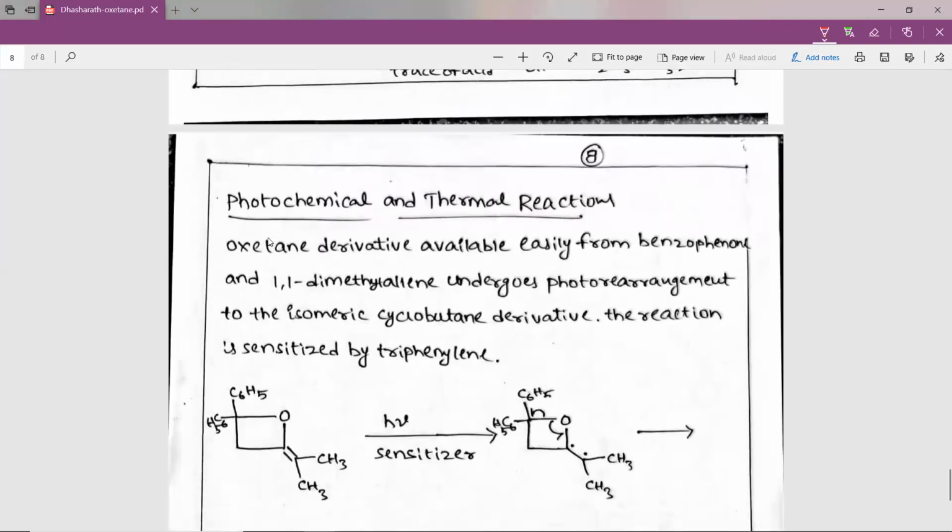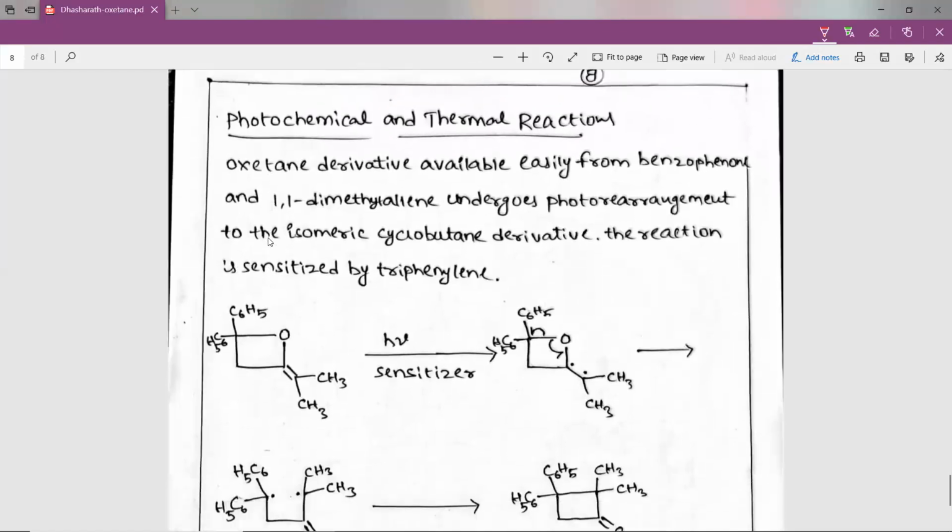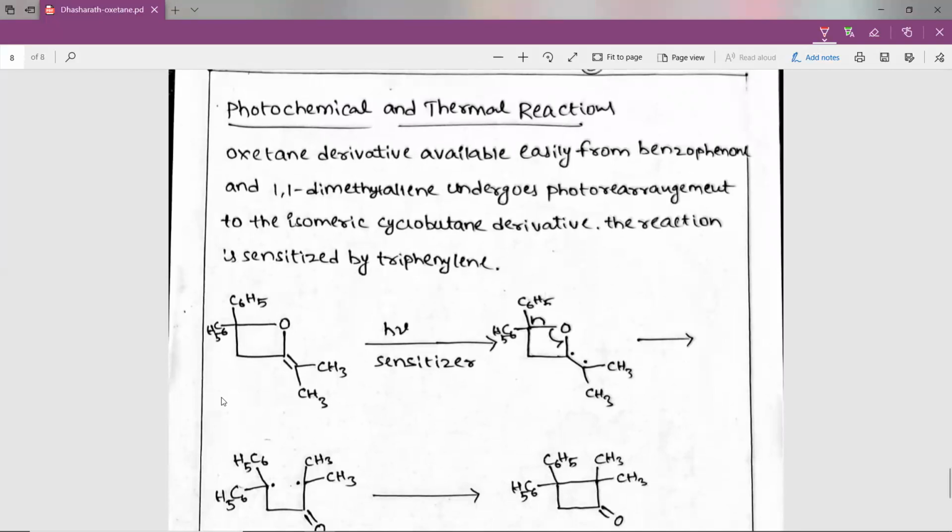Next, photochemical and thermal reactions. This is an oxetane derivative. It is formed by the reaction of benzophenone with 1,1-dimethyl allene. So 1,1-dimethyl allene is an alkene, and it will react with benzophenone to form oxetane. This oxetane undergoes photochemical reaction in presence of triphenylene. Triphenylene is used as a sensitizer to transfer energy to the carbon-carbon double bond. Here we can see the carbon-carbon double bond is excited.